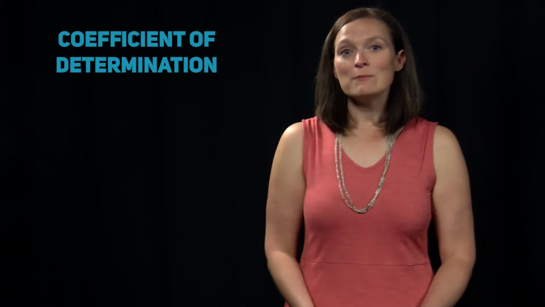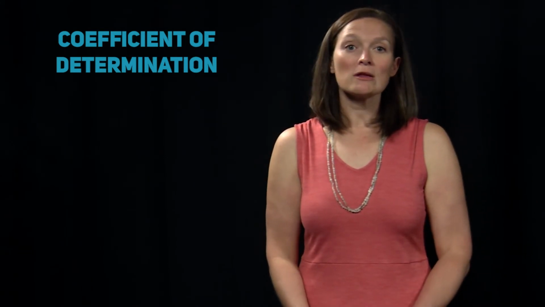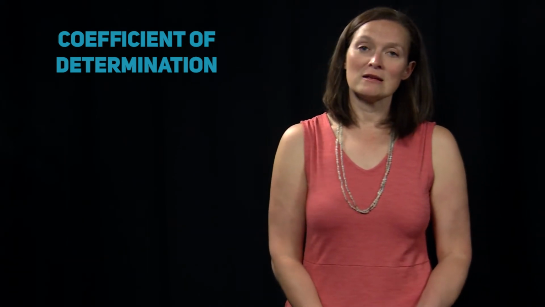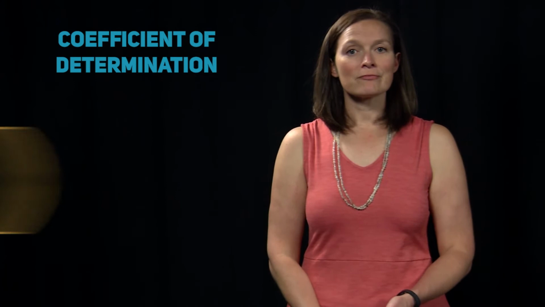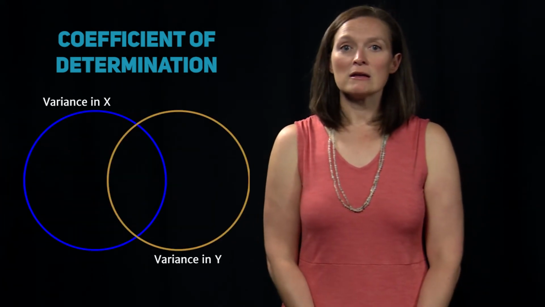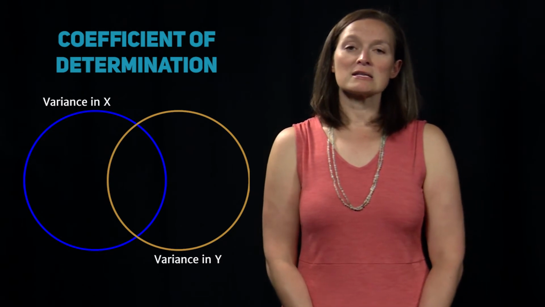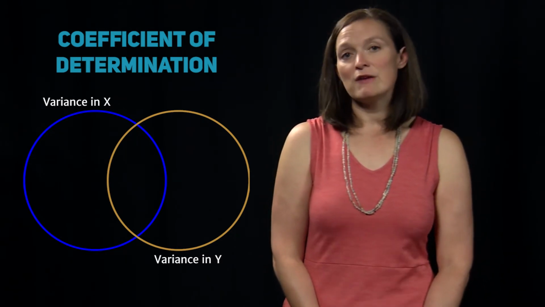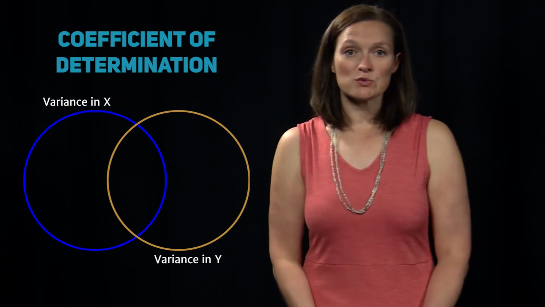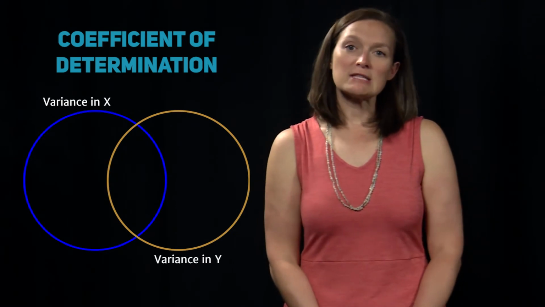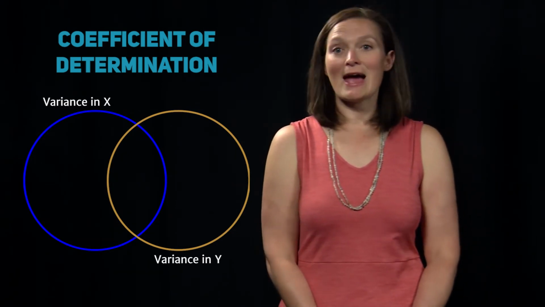R squared can be converted to a percentage that has a really cool, precise meaning, the percentage of variance in X that is shared with Y. This idea of shared variance can be demonstrated with this graphic. When I talk about variance in X, I mean all the reasons that X scores are different from each other. And variance in Y is all the differences between the Y scores. The regions where these overlap is the percentage of variance that is shared between X and Y.